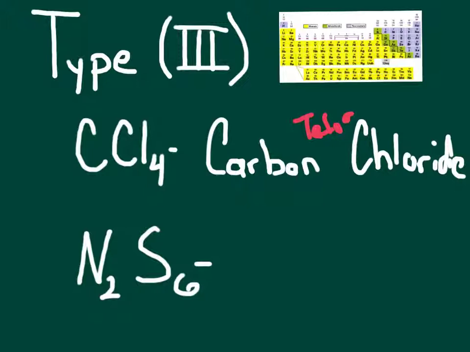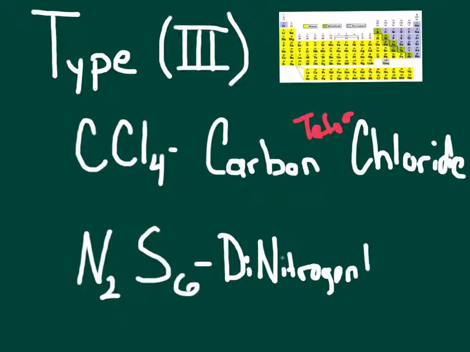Now, if you've written something down, it should look like di, since there are 2 nitrogens, nitrogen, and then since there are 6 sulfurs, it's hexasulfide. And I put it on the second line because I couldn't fit it in without shrinking my slide, and I apologize for that. But so this one would be dinitrogen hexasulfide.